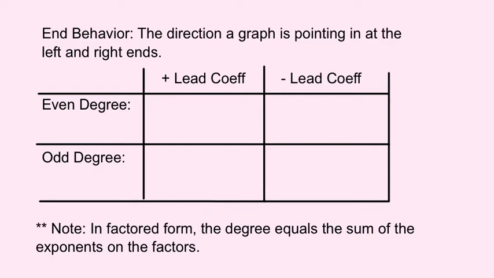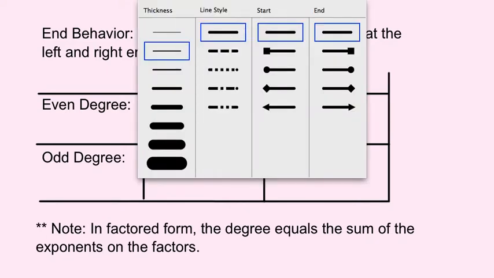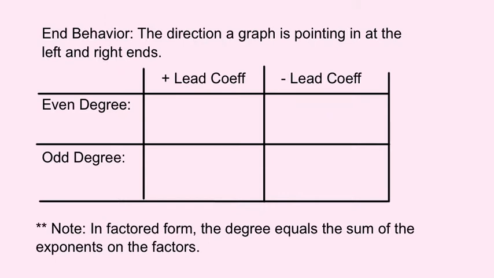So for instance, if I have a graph and it looks something like this, and I'm talking about end behavior, all I really care about is what this arrow and this arrow are doing. This is my left end behavior. This is what's happening as my x values head towards negative infinity. And this side over here is what's happening as my x values head towards positive infinity.